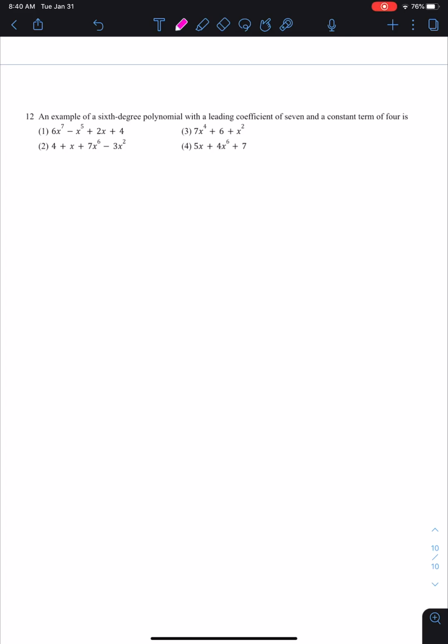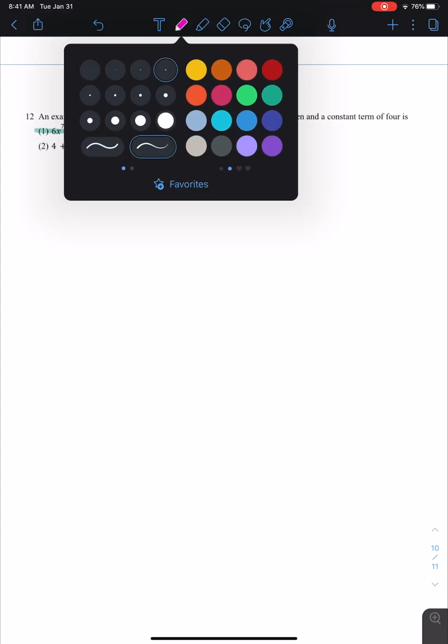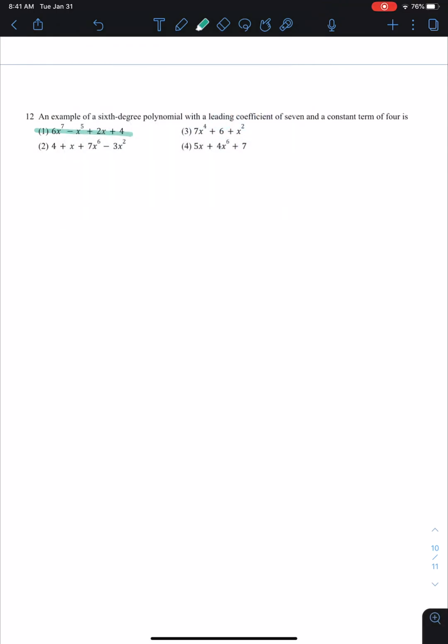An example of a 6-degree polynomial with a leading coefficient of 7 and a constant term of 4 is... So I would highly recommend taking all of these options and putting them in standard form. That way we can see what they look like. So I'm going to take option 1 and put it in standard form.